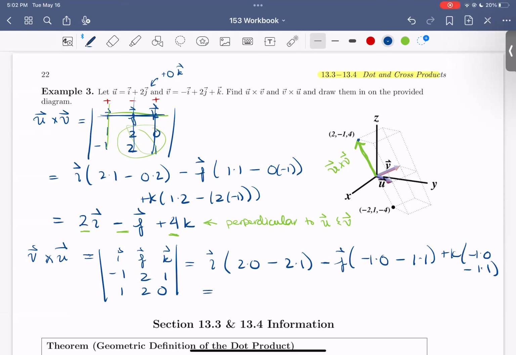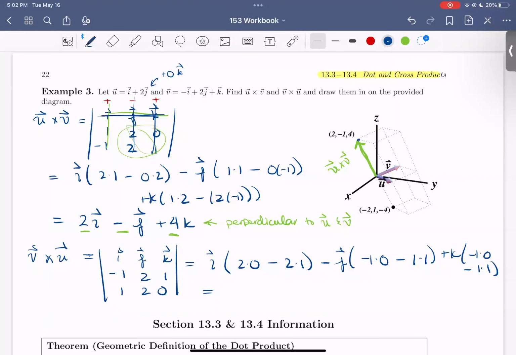All right, so multiplying that out, we get i times 2, oh, careful of our signs here. So we actually get 2 times 0 minus 2. So we just get i times -2, or -2i. And we get minus j, and that just becomes 0 minus 1. So that becomes -j times -1, which is just plus j.